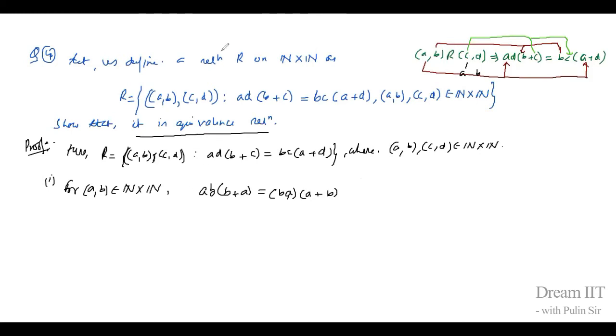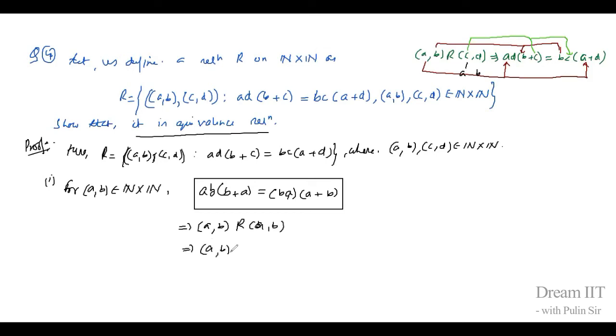Is this expression valid? What I have written, just you see, is this expression valid? It is valid because AB and BA are same, B plus A and A plus B are same. It is true. That means this will definitely imply (A, B) related to (A, B). That will imply the ordered pair (A, B) belongs to R. Therefore, R is reflexive.